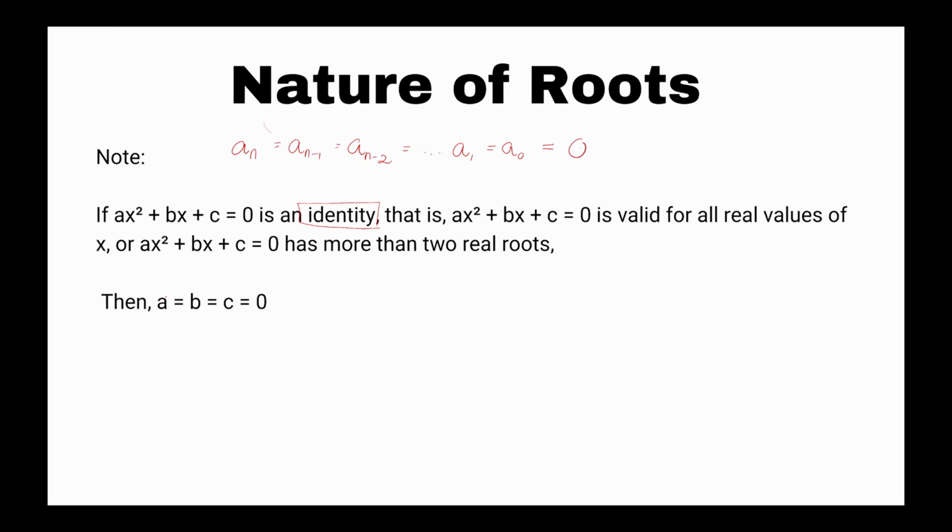So that is what has been mentioned here. If this quadratic equation is an identity, then ax square plus bx plus c is valid for all real values of x. That means all values of x would satisfy this equation. Of course, if all my coefficients are 0, it would become 0 is equal to 0. Now whatever be the value of x, the equation would be satisfied, right? And there would be more than 2 real roots. There are going to be infinite roots. The roots are basically going to range from minus infinity to plus infinity. So that is why we say this is the condition for it to be an identity. So keep this in mind.